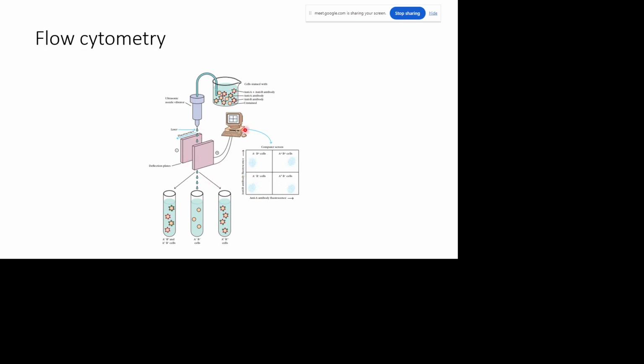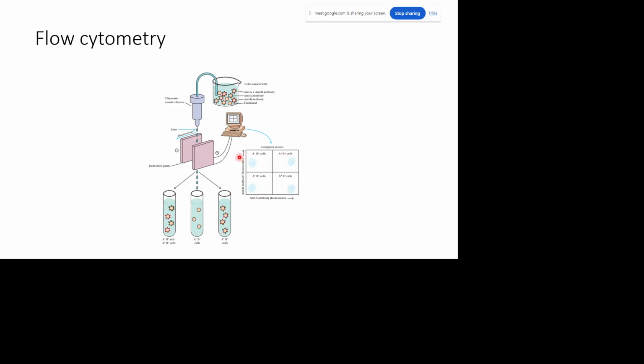Now we can process the data in the software, and you can plot a graph where on the x-axis we plot the anti-A antibody fluorescence, and on the y-axis the anti-B antibody fluorescence. If you divide the plot into four quadrants, then in the third quadrant there will be the cells which are anti-A minus, B minus. That means it is neither expressing A protein nor B protein, so it will not give you any signal.